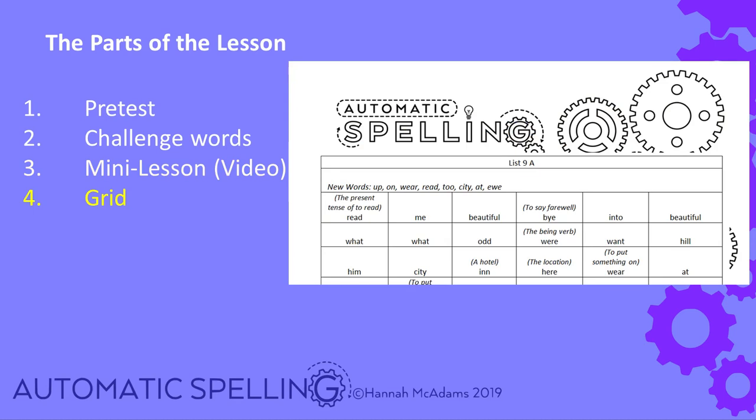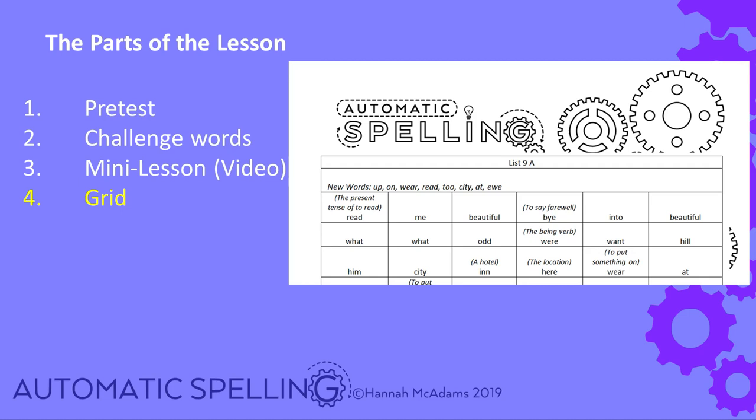Okay, this is the grid. The grid is made up of 60 words, so there are 6 columns and 10 rows, and this is your copy, the teacher's copy. You read the words, and then they write in a blank grid or just on a piece of paper if they'd rather. So here you'll say the present tense of to read, read. Okay, and then they will write read.